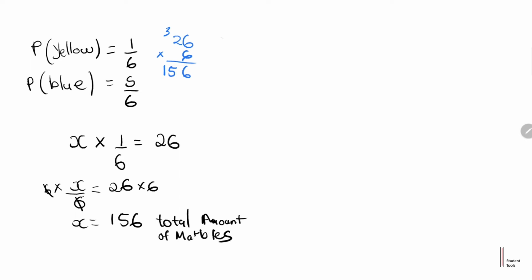All right, so now we have the total amount of marbles that are in the bag. So how do we determine the amount of marbles that are blue? Because we have 156 in total and minus the yellow marbles, that is 26. So we'll subtract the 26 and that will give us the amount of marbles that are blue. So 156 minus 26, that is 130. 130 what? Blue marbles. All right, that is just how we determine the amount of marbles that are blue. Okay, now we are done with this question.